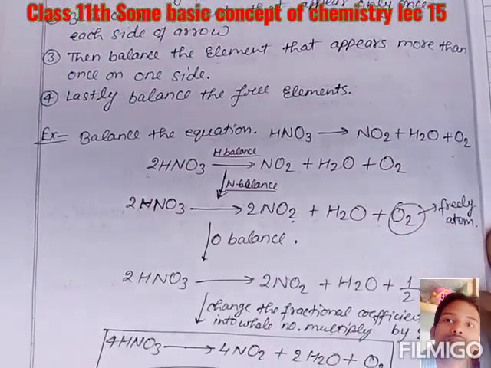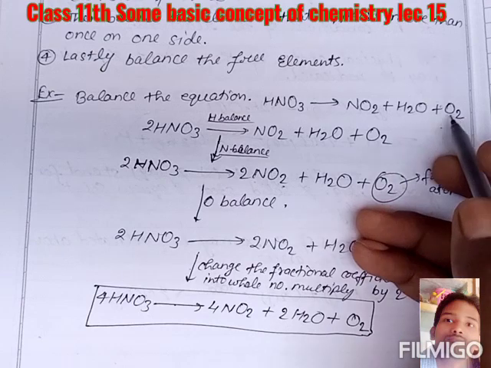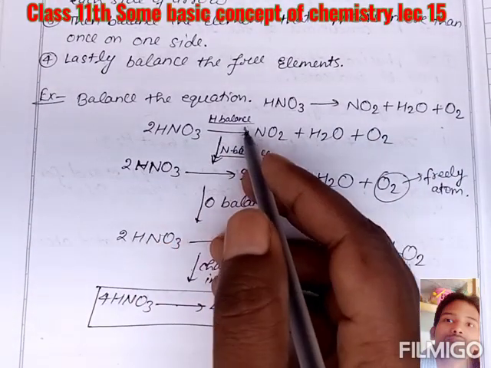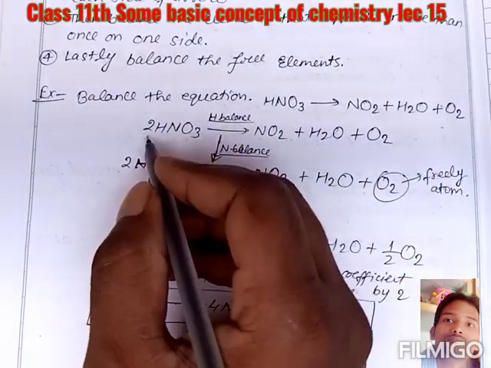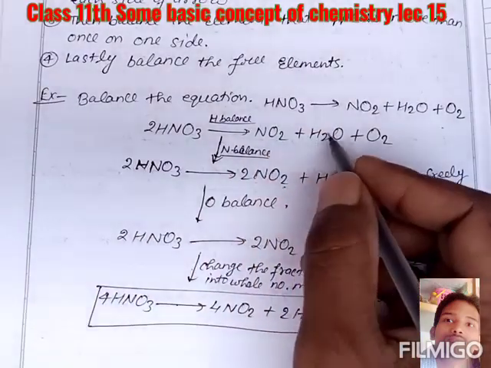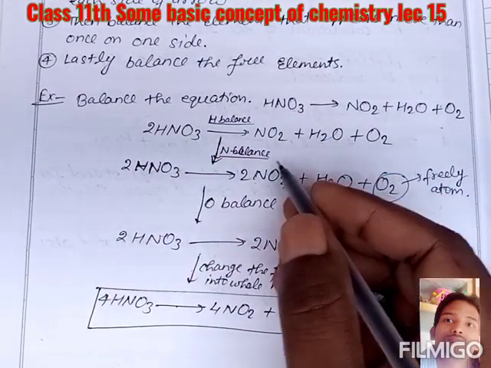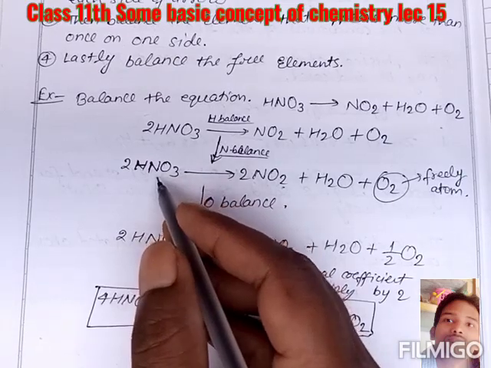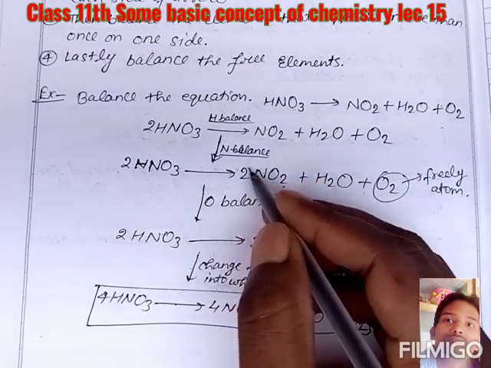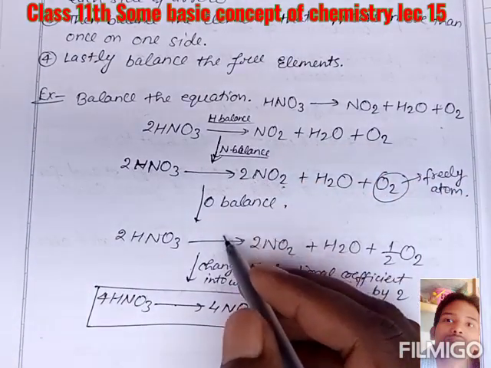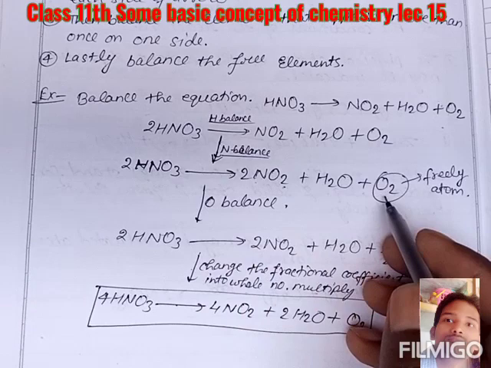Okay, so now we are applying the hit and trial method. Balance the equation HNO3 gives NO2 plus H2O plus O2. First of all, we balance the hydrogen. Here hydrogen is 1 in HNO3; H2O has 2 hydrogen, so if you multiply HNO3 by 2, the hydrogen will become balanced. Now we balance nitrogen. Here there are 2 nitrogen, but on the other side there is a single nitrogen, so you multiply NO2 by 2. Now we balance oxygen, because it exists in free form.